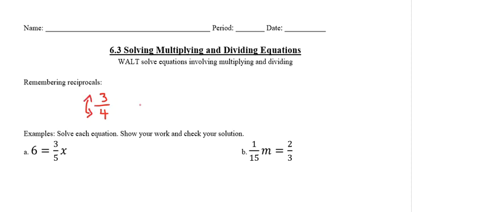So this is 3 over 4. It's going to be 4 over 3. And we know that this is a reciprocal, because when you multiply the reciprocal to its original number, you're going to end up getting 12, 3 times 4, over 12, 4 times 3, and that equals 1. So this fits the actual definition of a reciprocal.